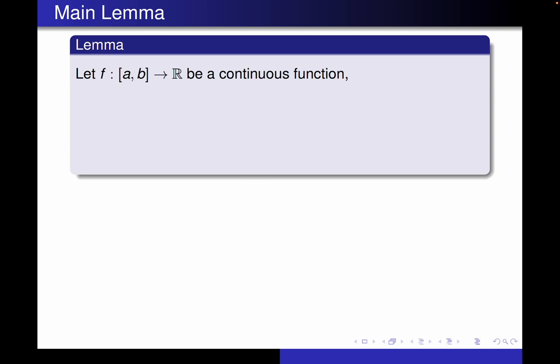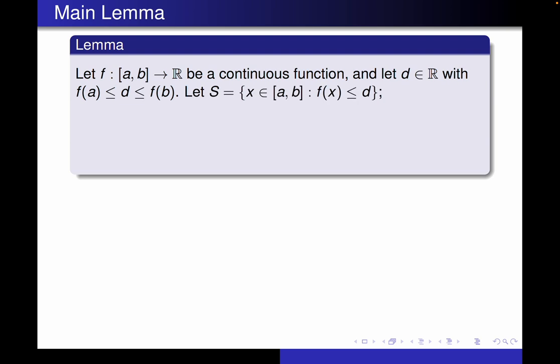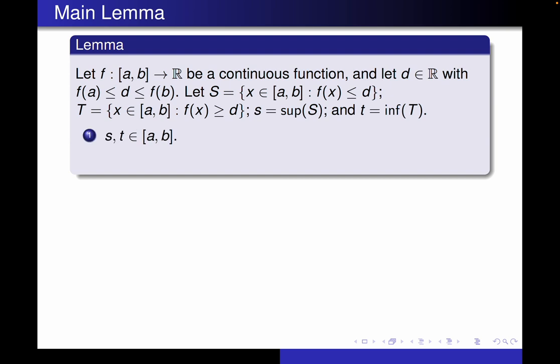So here's our main lemma. Again, our function is the same function we had before, domain is a closed interval, it's continuous, and d is the same as before, where d is between f of a and f of b. And we're going to look at big S equal to the set of all x whose outputs are less than or equal to d. Big T is the set of all inputs whose outputs are greater than or equal to d. And little s is the supremum of big S, and little t is the infimum of big T. Then the first thing we have to prove, and this is actually pretty important because we want these things to be in our domain, is that s and t are both in the closed interval [a, b]. If they're not, that gives us issues because we can't plug them into the function. And the reason we want to plug them into the function is because f of s and f of t are both equal to d. That's going to give us the points we want for our intermediate value theorem.